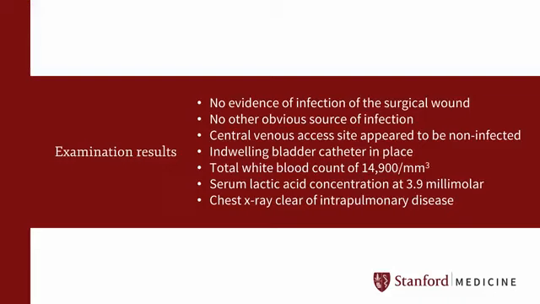Initial laboratory studies found that the patient had a total white blood count of 14,900 per cubic millimeter and that his serum lactic acid concentration was elevated at 3.9 millimolar. Fluids were rapidly administered and his blood pressure improved. Blood and urine cultures were rapidly obtained. Chest X-ray showed no evident pulmonary disease.